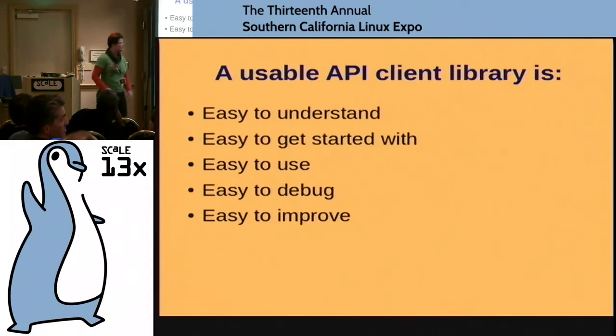All right. So these are the features of a usable API client library. It's easy to understand. You have a developer who wants to write an API client. And if she's lucky, she's going to have a lot of libraries to choose from. If not, she might just be stuck with one.